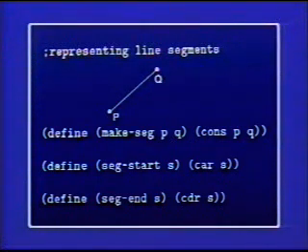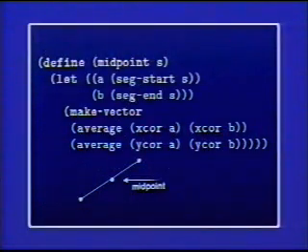Like we could say, what's the midpoint of a line segment? So here's the midpoint of a line segment. That's going to be the point whose coordinates are the averages of the coordinates of the endpoints. So to get the midpoint of a line segment S, we'll just say, grab the starting point of the segment, grab the ending point of the segment, and now make a vector, right? Make a point whose x-coordinate is the average of the x-coordinate of the first point and the x-coordinate of the second point, and whose y-coordinate is the average of the y-coordinates. Right? So there's an implementation of midpoint.